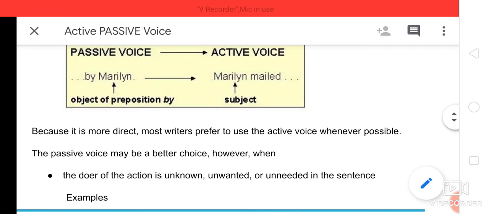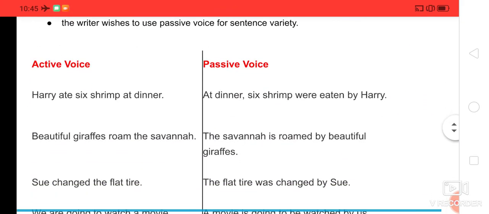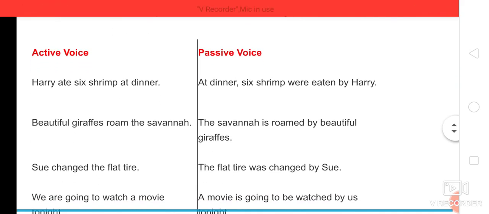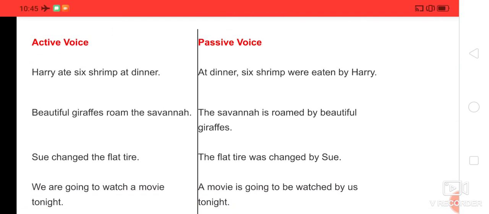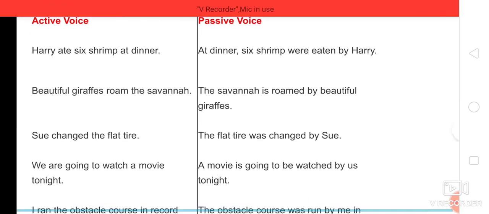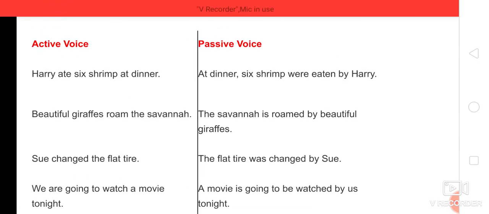All right, okay. So these are a few examples, right? Here a few more examples are there for your practice, okay. So let us see those. Harry ate 6 shrimp at dinner. So the first thing we want to do here is identify the subject, verb and object. So what is the subject here? Harry is the subject, ate is the verb. Harry ate what? Harry ate 6 shrimp.